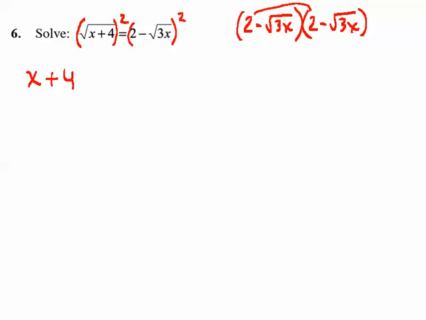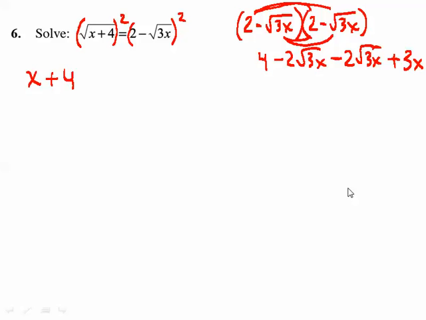So 2 times 2 is 4. 2 times all that, because it's a negative, is a negative 2 root 3x. Inside terms again, same exact thing, so negative 2 root 3x. And then at the end here, negative times a negative is a positive. And then root 3x times another root 3x will just give you 3x. It formed that perfect square and got out of that square root.